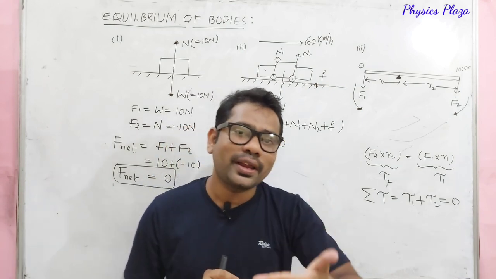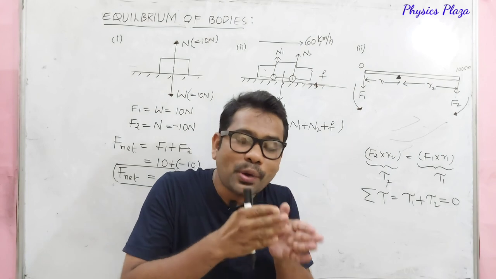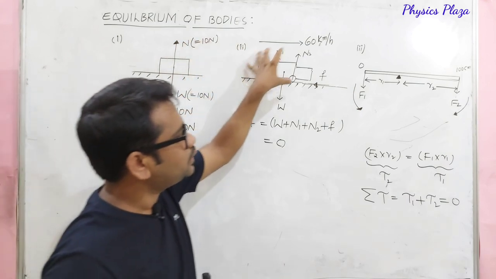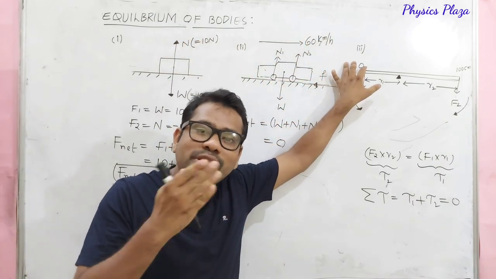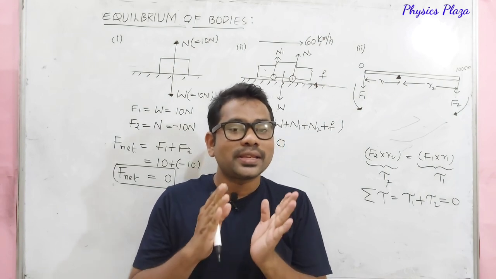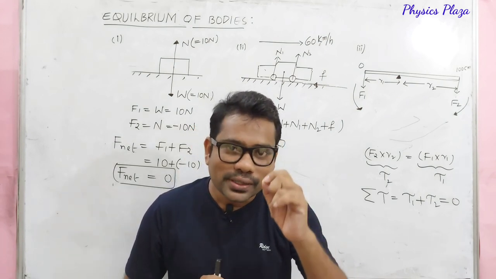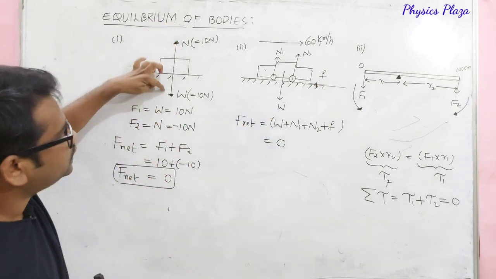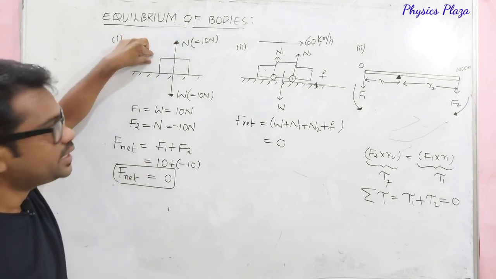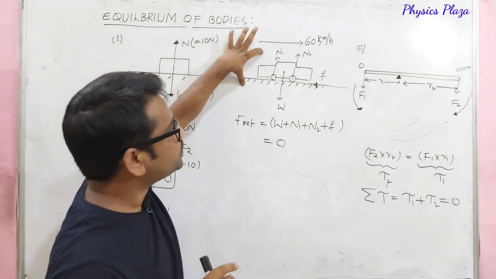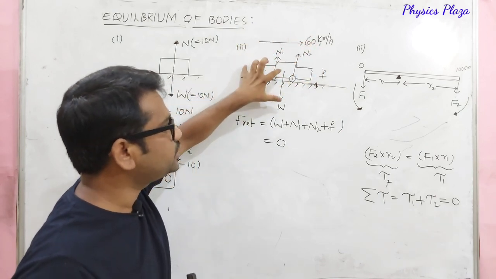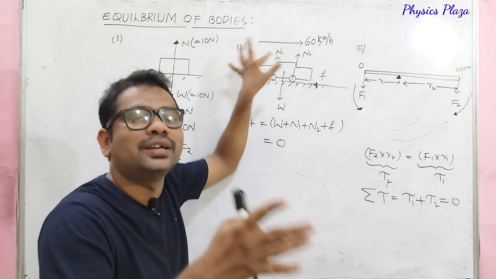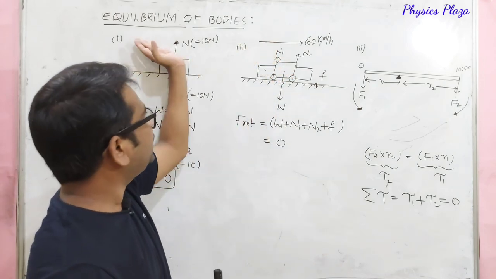So, how to define equilibrium? When can we say that the body is in equilibrium? It's very, very simple, dear children. When a number of forces acting on the body produce no change either in state of rest or state of motion, then the bodies are said to be in equilibrium. Children, I repeat once. In this case, two forces are acting on the body, producing no change in state of rest. Whereas here, 1, 2, 3, 4 forces are acting on this body, but produce no change in its state of uniform motion. That's why these bodies are said to be in equilibrium.